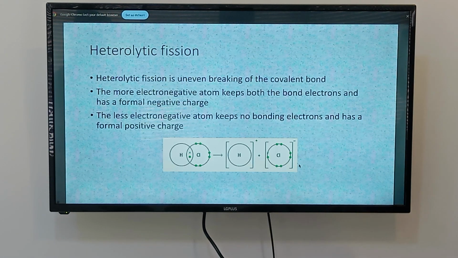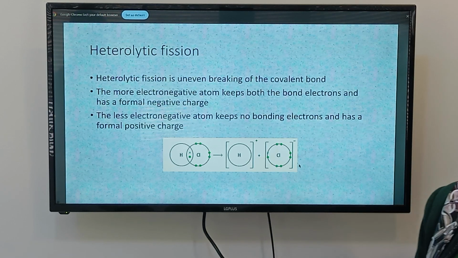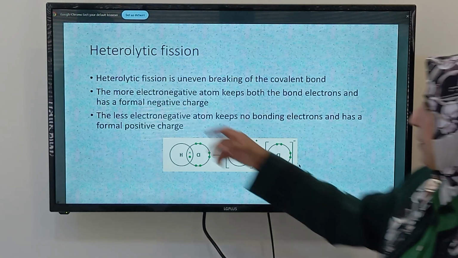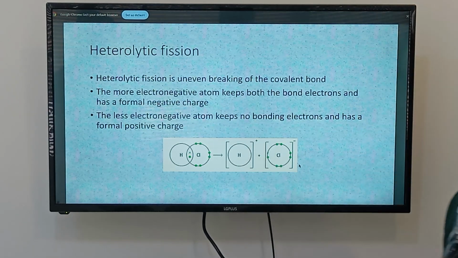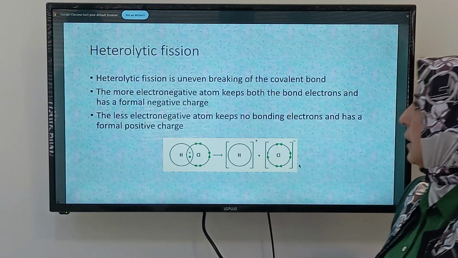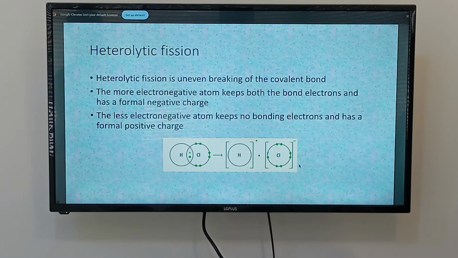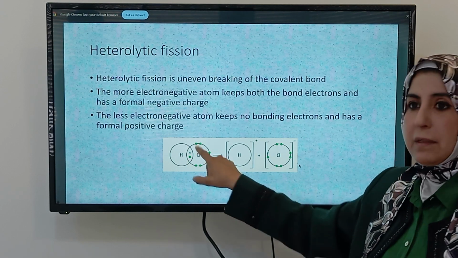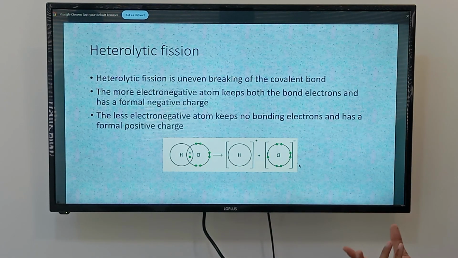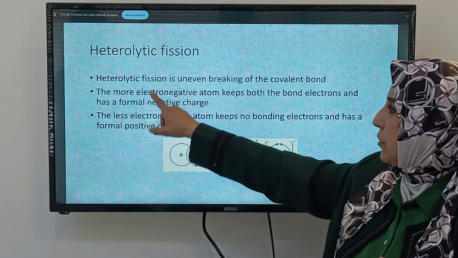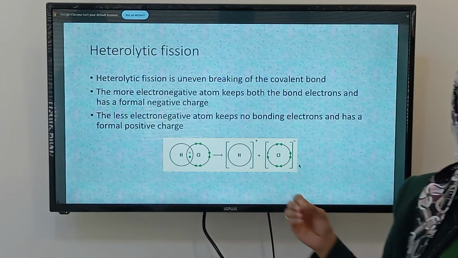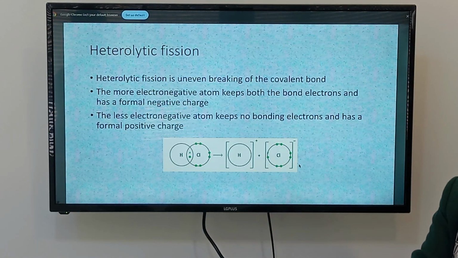Okay. Another term we can use for the fission or breaking of the bond in organic reactions is heterolytic fission. What does heterolytic fission mean? We can define heterolytic fission as an uneven breaking of the covalent bond. That means not the same as each other. Heterolytic is not the same in order.